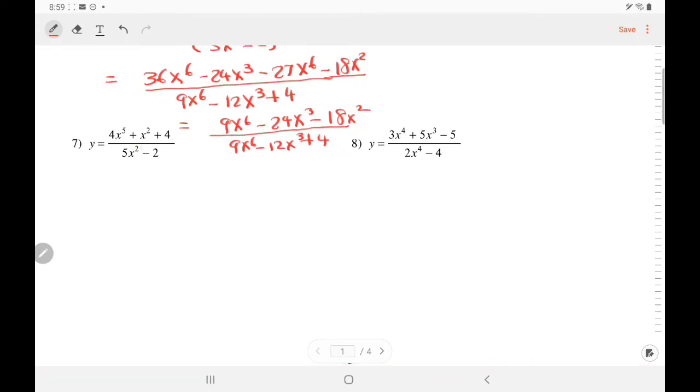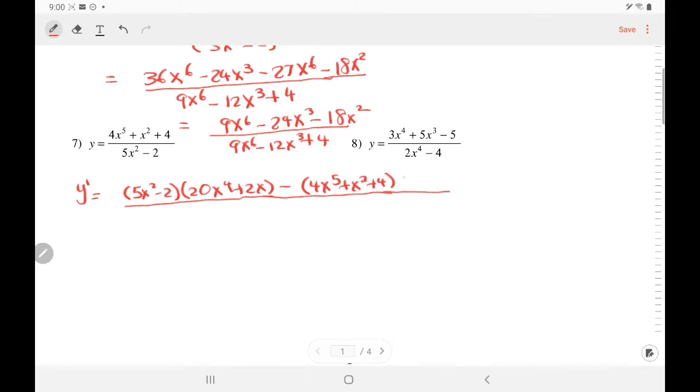Lastly, let's try number 7. So y prime equals the low function g times the derivative of the high function. So that would be 20x to the 4th plus 2x, minus the high function f, 4x to the 5th plus x squared plus 4, times the derivative of g, 10x, over g squared.